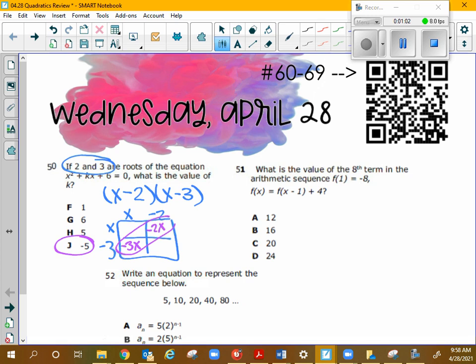Okay, so 51 and 52 weren't necessarily the most missed, but I pulled them just so we could have some conversations about sequences. So arithmetic sequences are the same as linear functions, right? So what's my first term on that sequence? Negative 8. What's my common difference? Positive 4. This is the recursive rule.